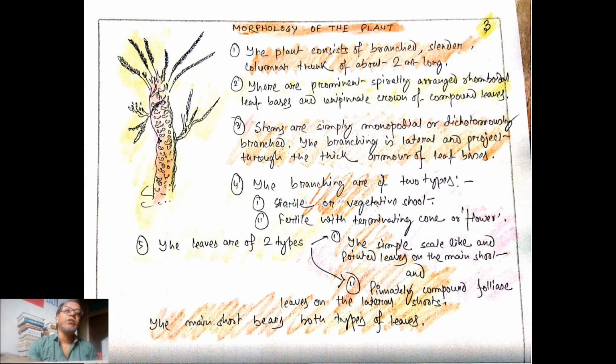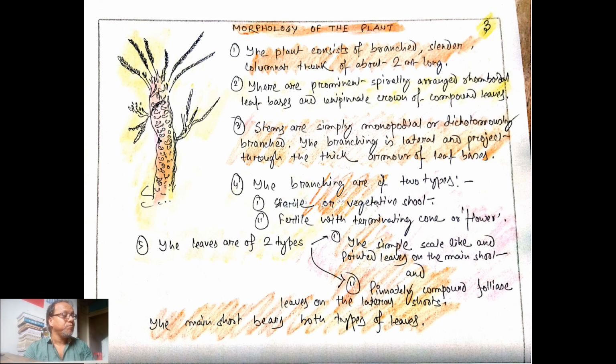Now we are moving to the third page. Here it is discussed about the morphology of the plant. I am discussing point wise. The first point: the plant consists of a branched, slender, columnar trunk of about 2 meters long. The trunk, that is the main stem, is 2 meters long. There are prominent spirally arranged rhomboidal leaf bases and a unipinnate crown of compound leaves. That is, the whole trunk is covered by the leaf bases.